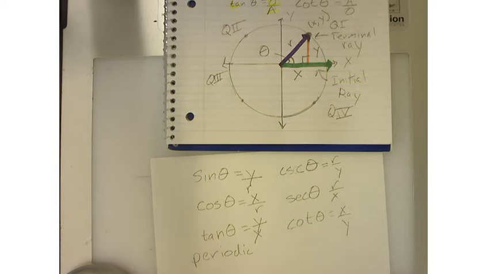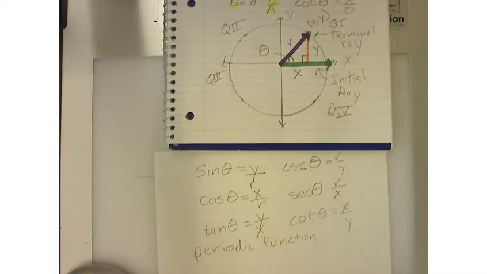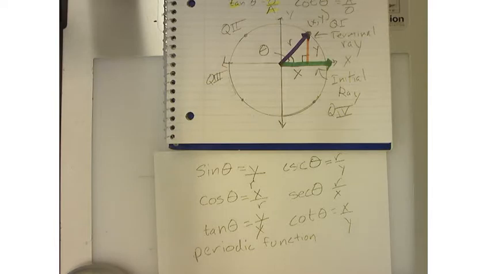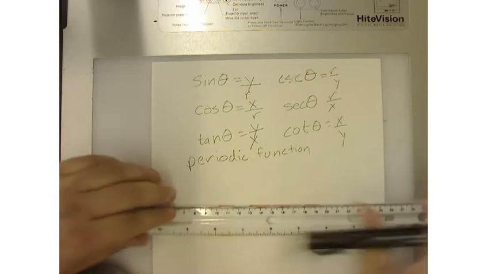So we call these periodic functions because the value of the function is based on the circle, that terminal ray sweeping around, and so basically once you complete the circle, the pattern repeats itself. So what that means is that if I go to graph, let's say I wanted to graph the function of sine, I'll just freehand it real quick.